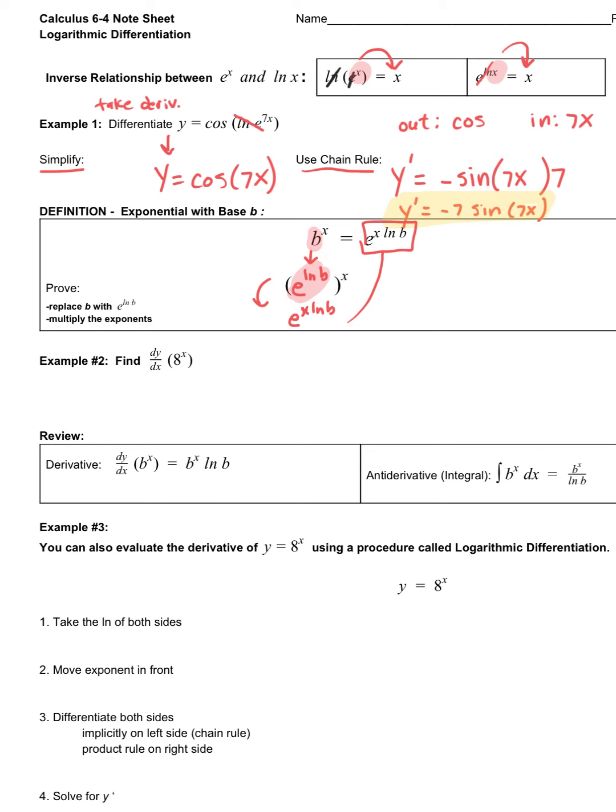Let's go down to example number 2. We know the derivative of 8 to the x. We've just followed this formula. It is equal to 8 to the x. You rewrite the function and you multiply it by the natural log of the base. Now we are going to take the derivative of that same function using a procedure.